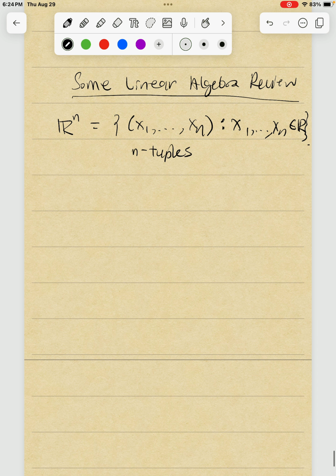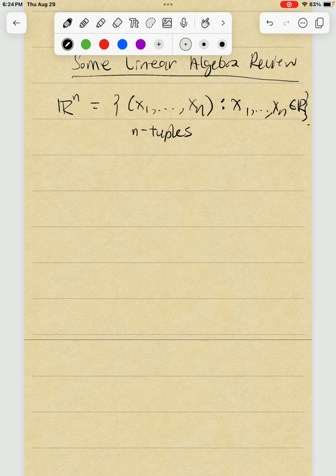Notice that this definition is not geometric, right? I'm not defining Rn in terms of arrows or anything like that. But in the case of n equals 2 or n equals 3, then you can think of a point in R2 as an arrow starting from the origin.